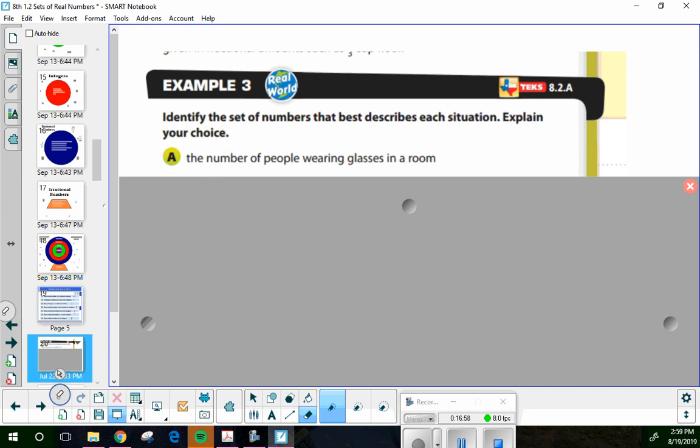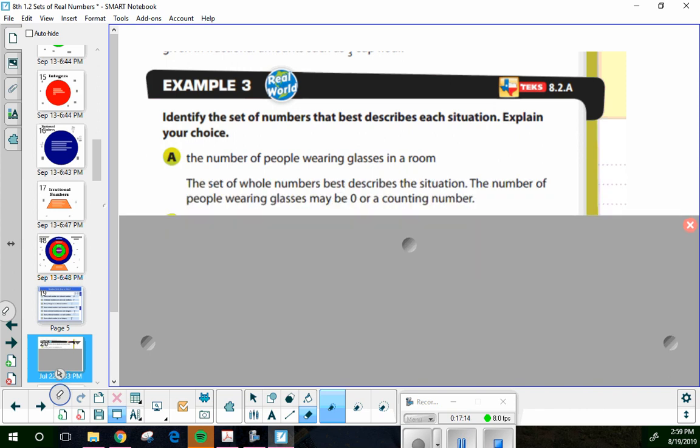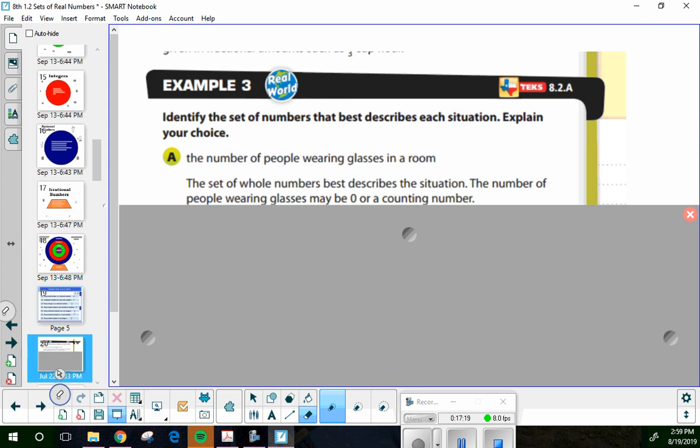Where would 3 go on here? Natural, whole, integer, rational. It goes in all, but which one's the best? Natural. So identify the set of numbers that describes each situation. You would put natural, or you could put whole, because it's a whole number.